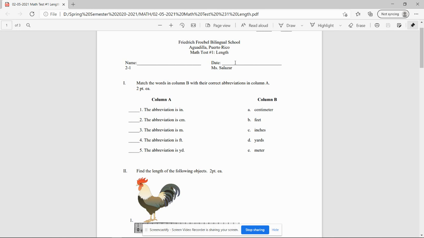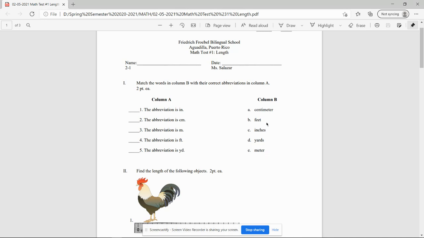Today is Friday, February 5th, 2021. So, after you're done writing the date, we're going to start with part one. It says match the words in column B with their correct abbreviations in column A.